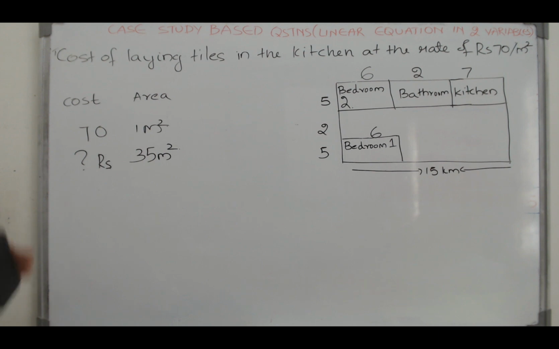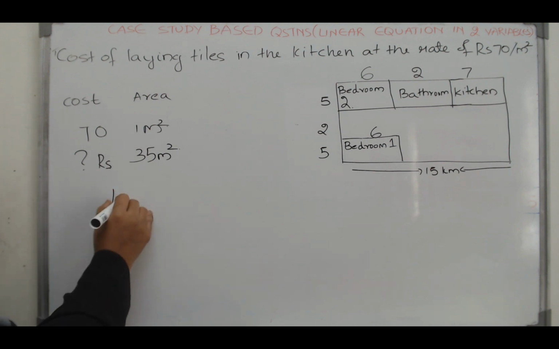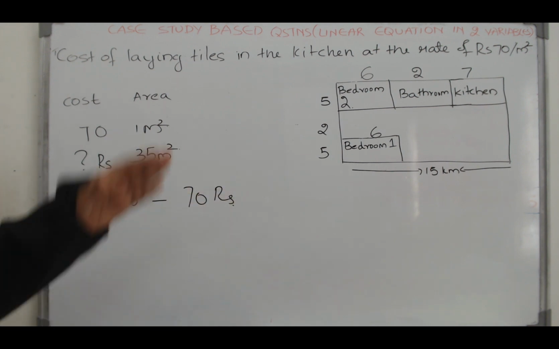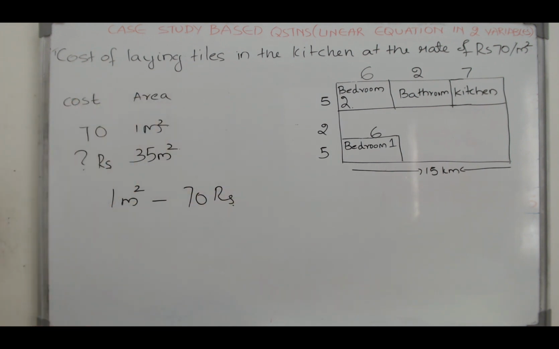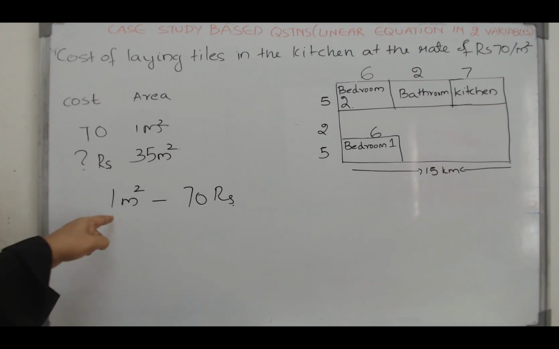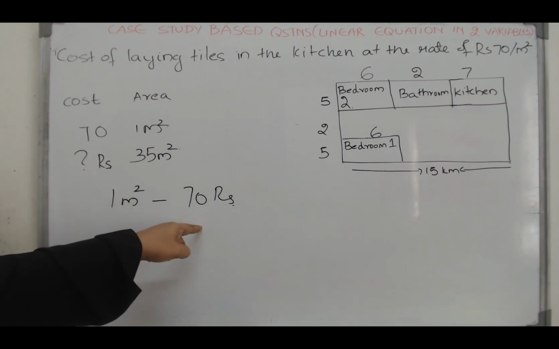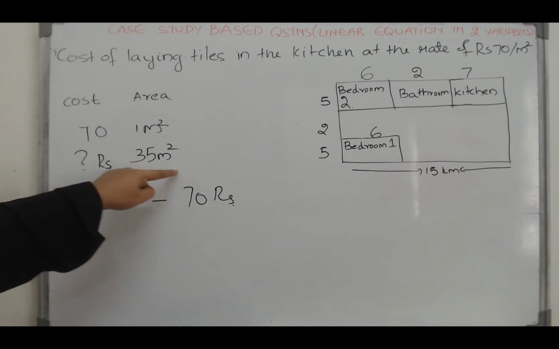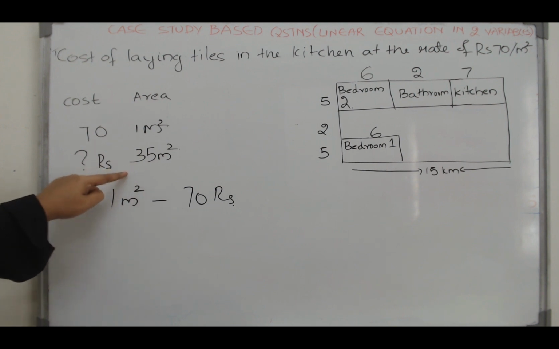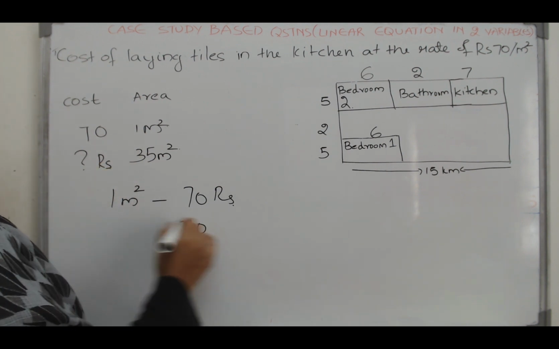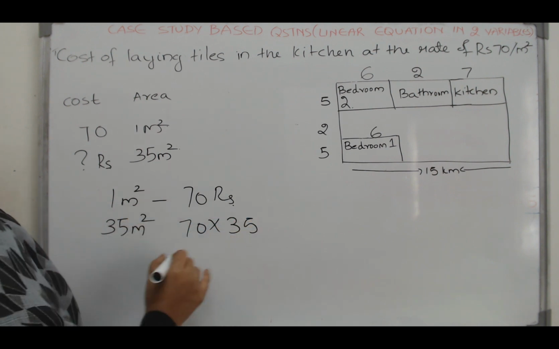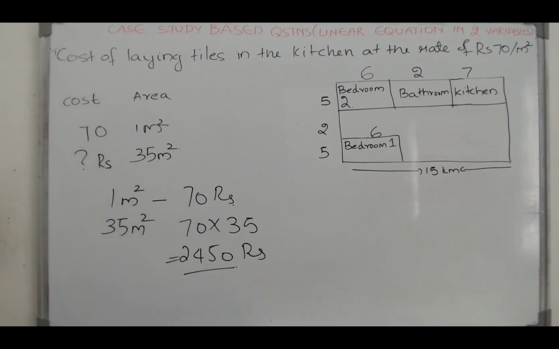That is all. And what is the cost of laying the tiles? For 1 meter square, you have to pay 70 rupees. That is what 70 rupees per meter square means, right? Per means 1. For 1 meter square, you have to pay 70 rupees. Now, how many such meter squares are there? There are 35 such meter squares. So, how much do you have to pay? For 35 such meter squares, you have to pay 35 into 70, which is how much? Which is 2,450 rupees.